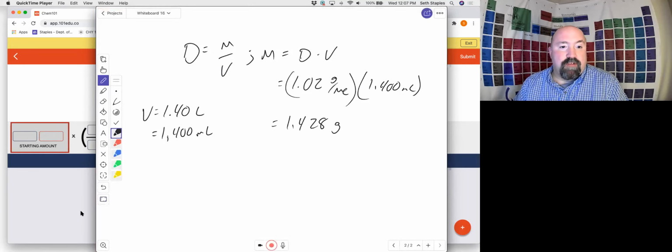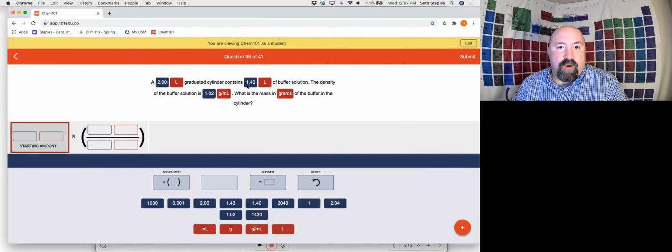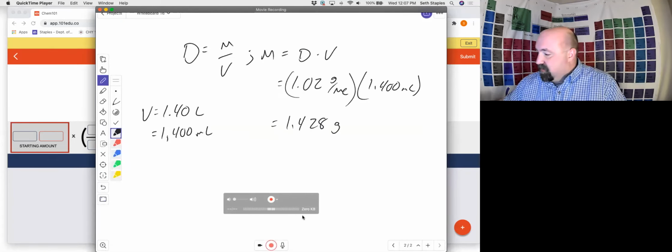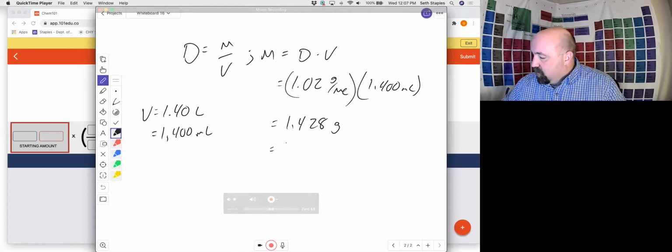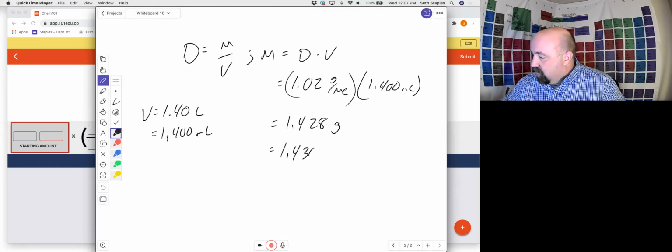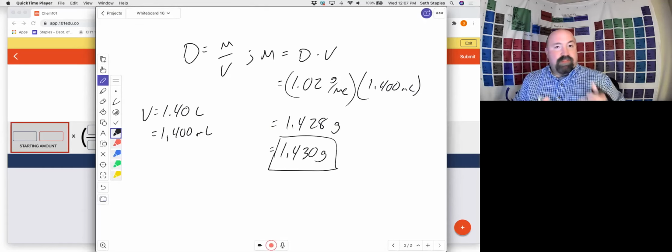We have to take note of our significant digits. If we look back at our original problem, we were given 1, 2, 3 significant digits in our volume measurement. Remember, this 0 is significant, it does count. We're given 1, 2, 3 significant digits in our density. And so our answer must then be rounded to 3 significant digits. And so we're going to round this to 1,430 grams. And so you could very easily solve the problem this way. Just manipulate your density equation, put the terms in, and multiply, and you get your answer.